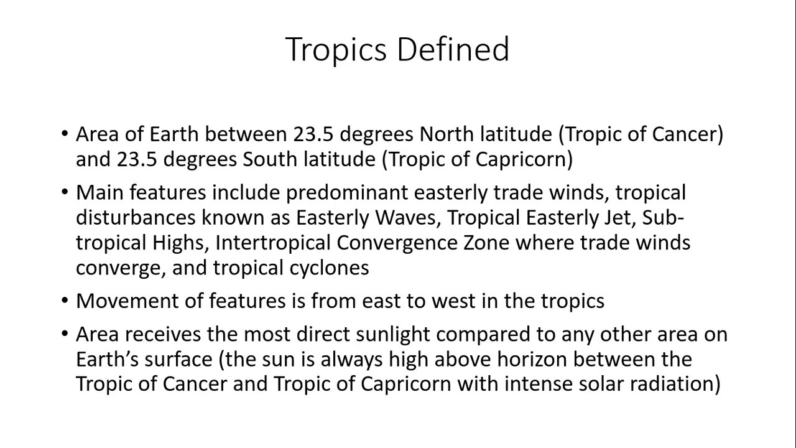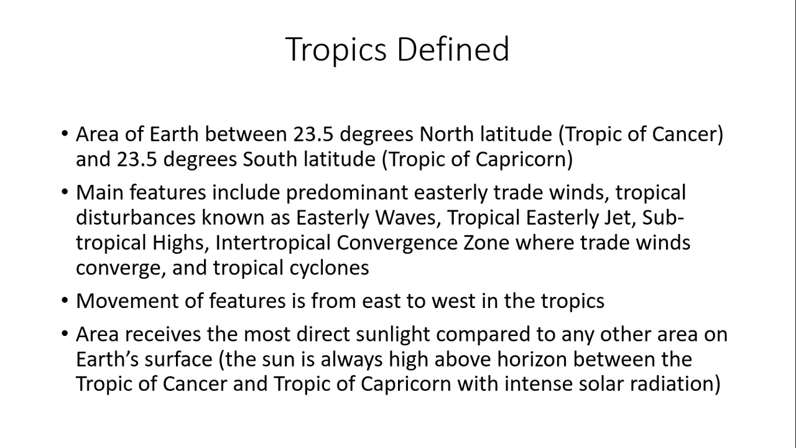If you live in that general area on the Earth, you pretty much get easterly trade winds throughout the course of the year. Those trade winds really don't change a whole lot. Tropical disturbances also form within this tropical belt. Those are known as easterly waves. A tropical easterly jet stream occurs. And then at the very northern point of this tropical latitude belt, we have the subtropical high pressure systems, which sit at about 30 degrees north and south latitude.